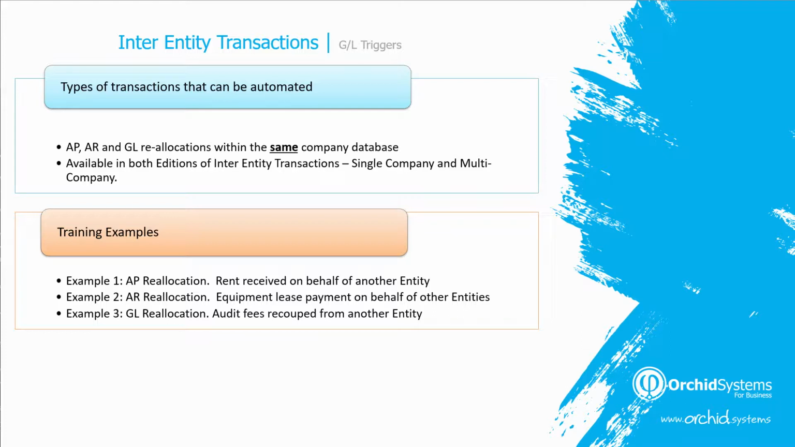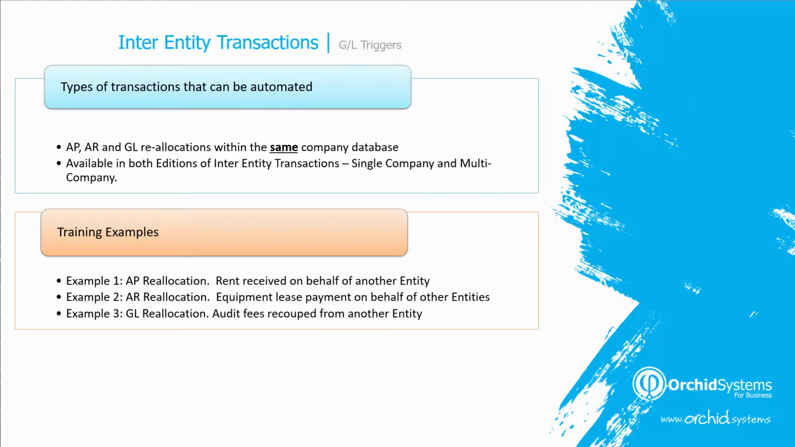The second example I'm going to run through is an AR reallocation. For example, if Entity 1 pays the equipment lease costs on behalf of Entity 2, we can use GL triggers to automatically create an AR invoice for Entity 2 to repay the equipment lease costs to Entity 1.